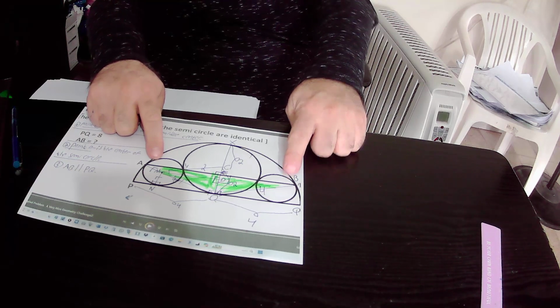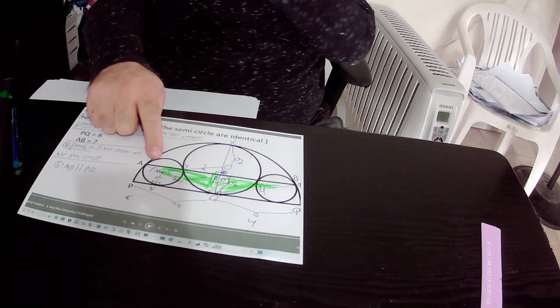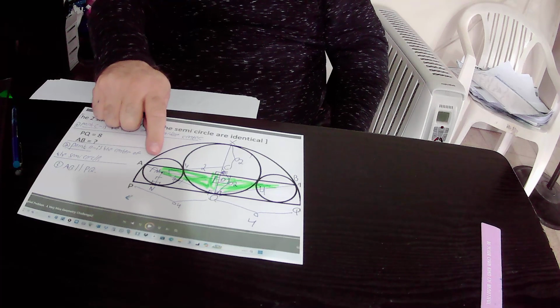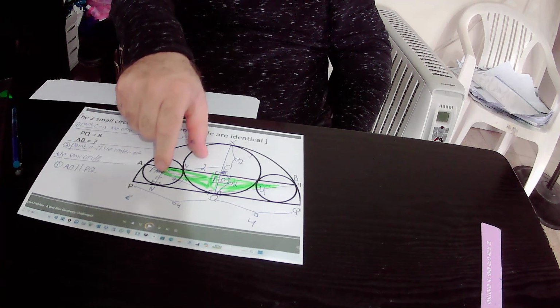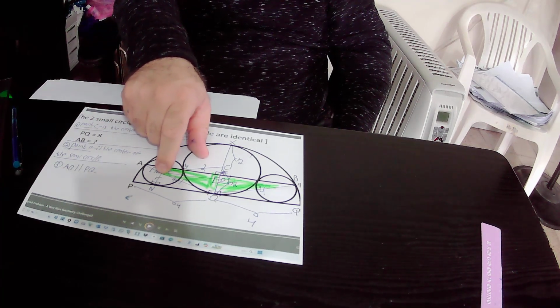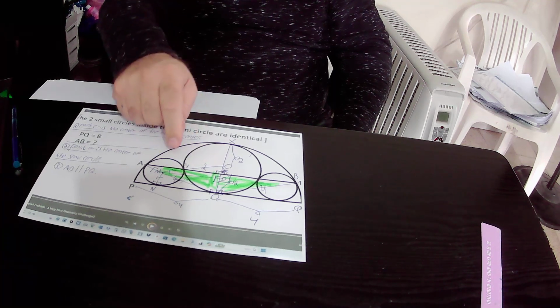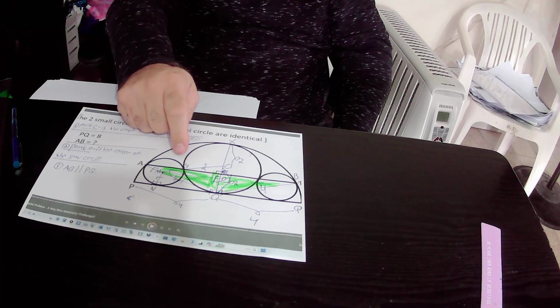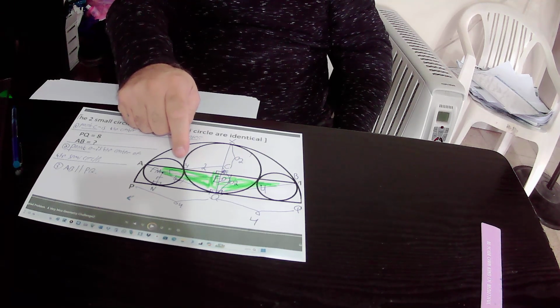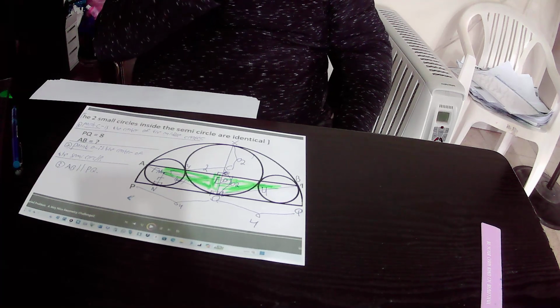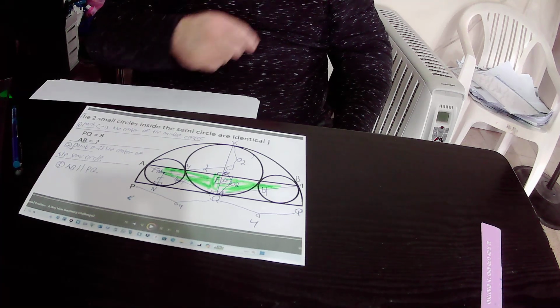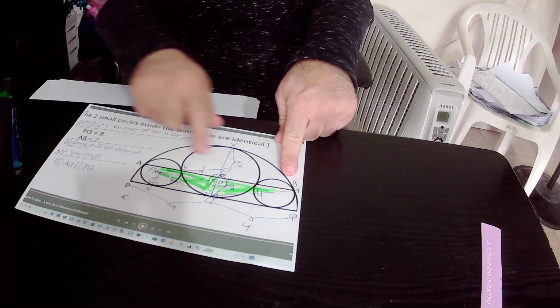Those two small circles are identical, and those two circles have external tangency between them, and the touching point between those two circles is point Y, and we want to find out the size of chord AB.